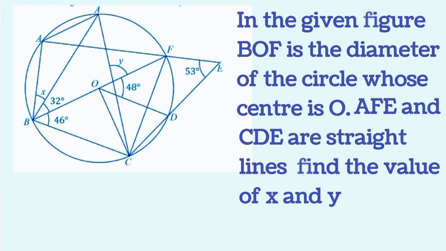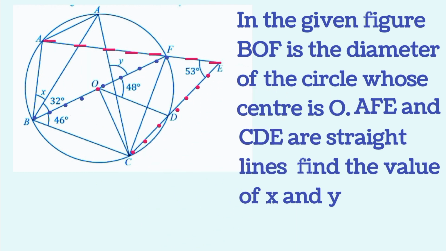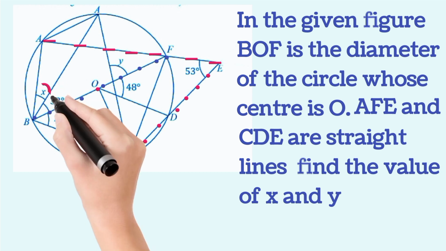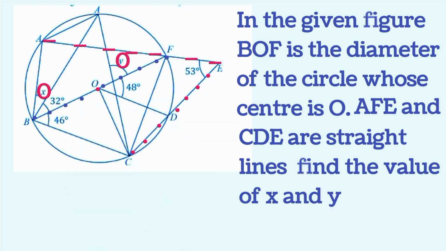So here's a question which states BOF is a diameter of a circle whose center is O. AFE and CDE are straight lines. Then find the value of X and Y. So if you want to solve this question, you can pause the video and try to do it yourself. And if you want to see how to solve it, then let's go.